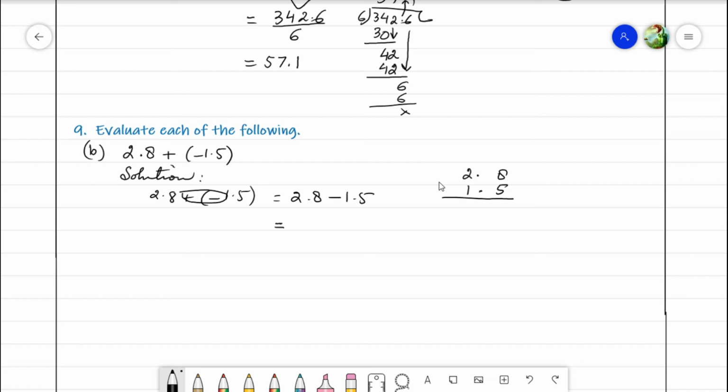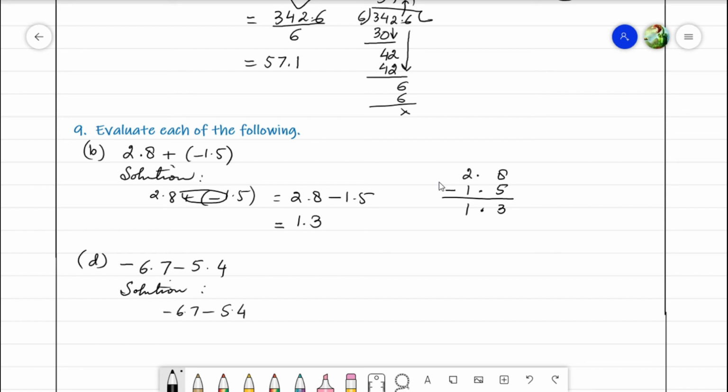How would we? 8, 5 out of 8, that would be 3. I will line up the decimal. 1 out of 2, that would be 1. And your answer would be 1.3. Now this is part D that I am going to solve. Negative 6.7 minus 5.4. First I will write the solution here, then rewrite the question.